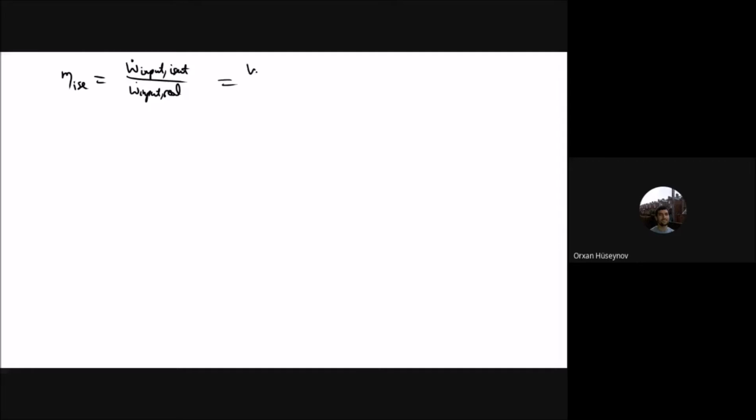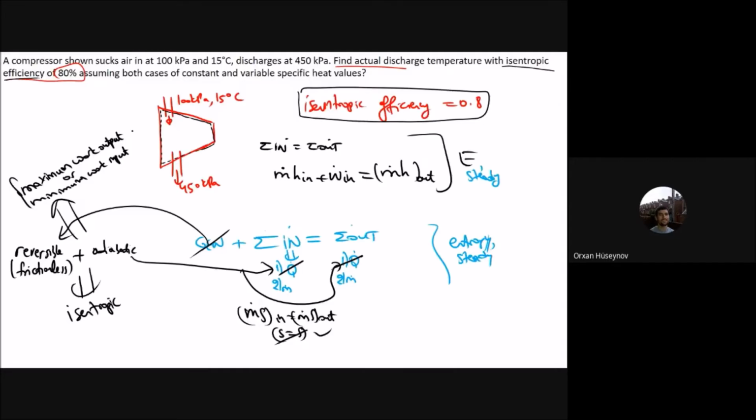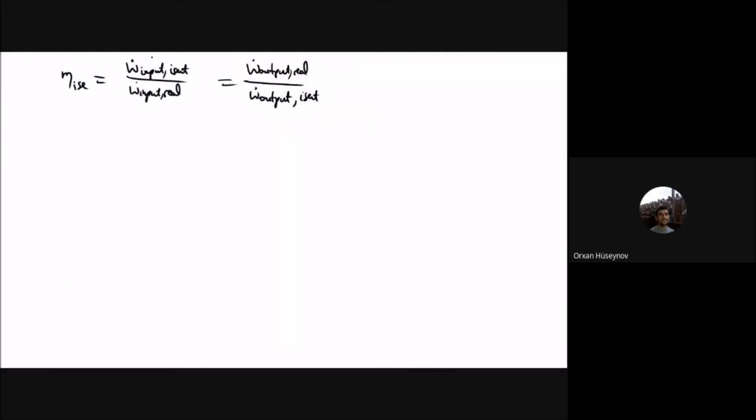But if it is work output, the real work output, you should divide this one by the work output of the isentropic case. You can see the differences. If it is input, the isentropic part is upstairs. You can see it is upstairs, and therefore you have to get numbers between 0 and 1. So it will be between 1 and 0. Okay.